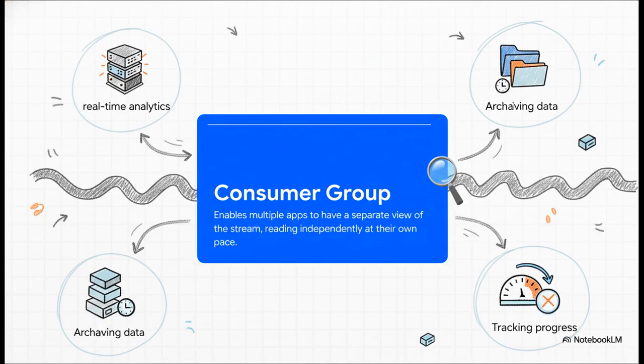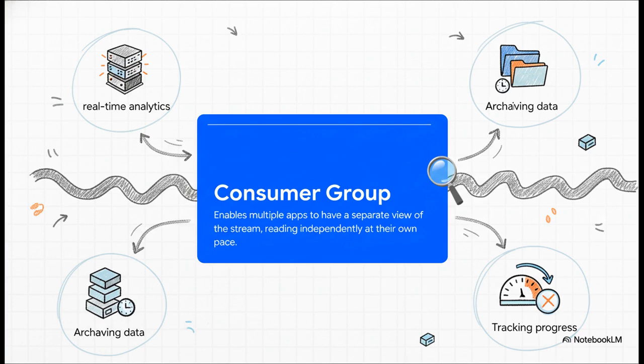Okay, so you've got all this data pouring in. How do you actually read it? Well, that's where a consumer group comes in. And what's so brilliant about this is that it gives every single application its own separate view of the data stream. So you could have one app doing real-time analytics, another one archiving data to storage, and they won't step on each other's toes at all.